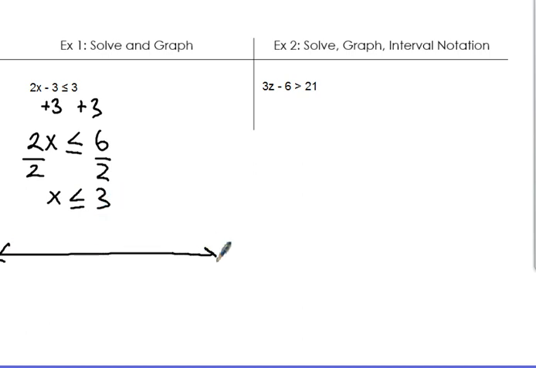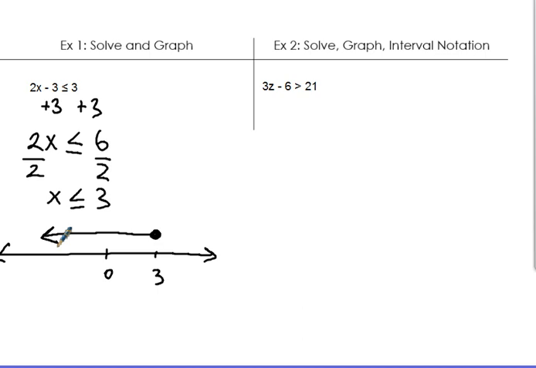On your number line, here is the center of it, 0. 3 is going to be somewhere in here. Since it's less than or equal to, we know it's going to be a filled point at 3. And we want the x values to be less than or equal to 3. The values that are less than 3 are on the left side of the 3. So we're going to draw our arrow or shade this direction of the number line.